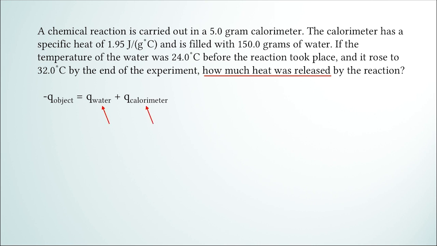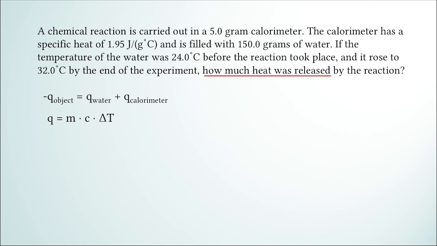So if we can find the Q value for the water and for the calorimeter, we can calculate how much heat the object lost. How do we find the Q values? We can use equation 12.1 to calculate heat gained or lost by a substance. To do that, we need the mass of that substance, its specific heat, and the change in its temperature.